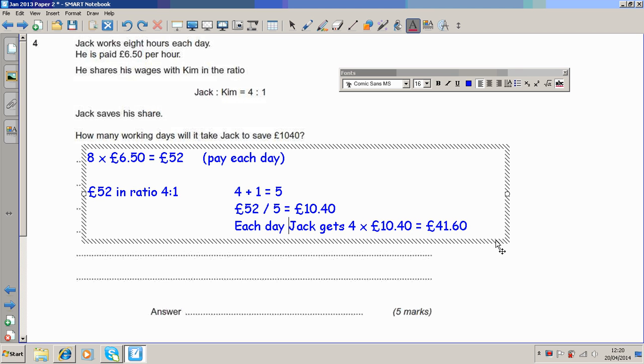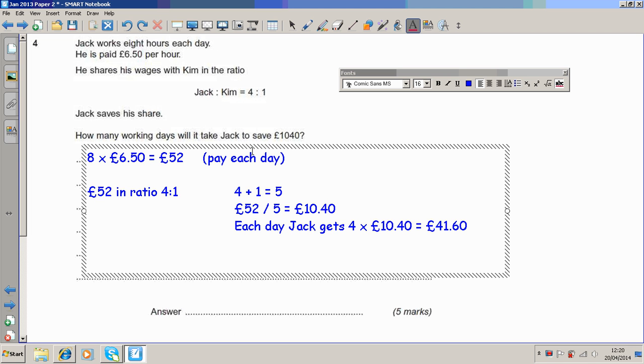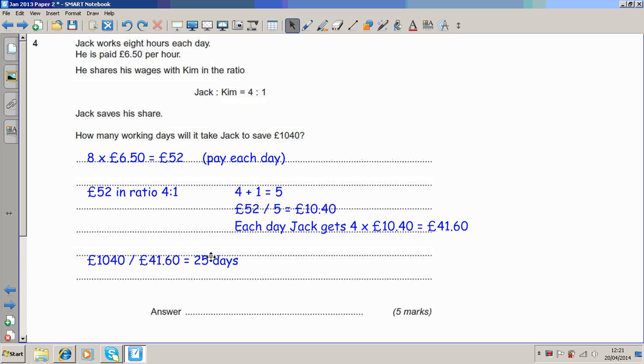So that's what Jack gets each day, is £41.60. So now once we've done that, we now want to know how many working days it will take Jack to save £1,040. So if we do 1,040 and divide that by how much he gets each day, then that'll tell us how many days he needs to work for. 25 days. And there we have it.